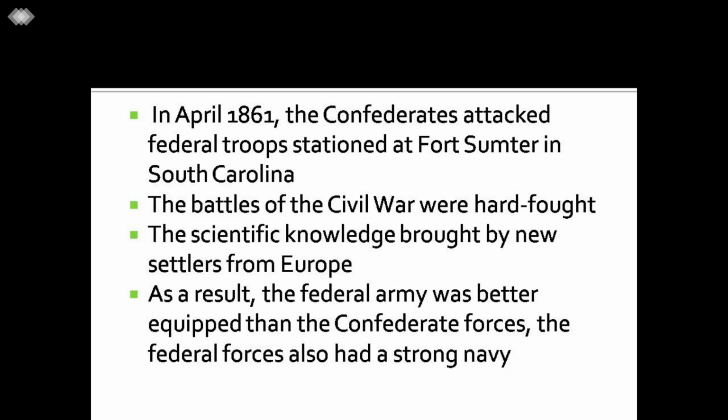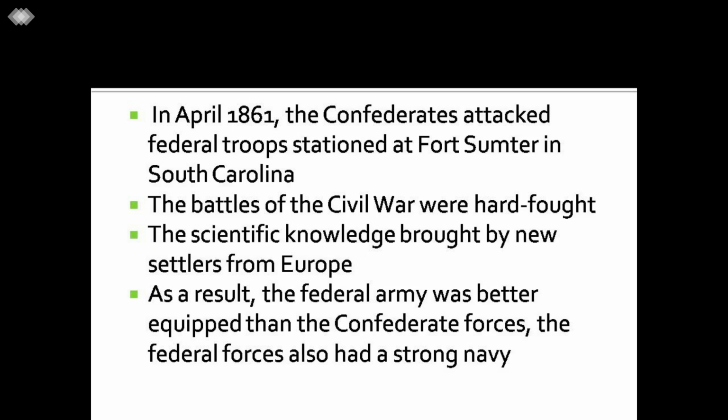In April 1861, the Confederates attacked the Federal troops stationed at Fort Sumter in Charleston Harbor, South Carolina. This marked the beginning of the American Civil War. When Lincoln called for volunteers to suppress the rebellion, 4 more states joined the Confederates.